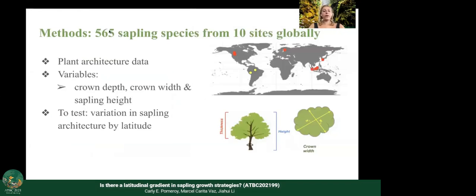All right, so to test this, we looked at 565 sapling species from 10 different sites globally. We used plant architecture data from a database called the BAAD, which is a biomass and allometry database. And the variables we looked at were crown depth, width, and sapling height. And we tested this by looking at variation in sapling architecture by latitude.